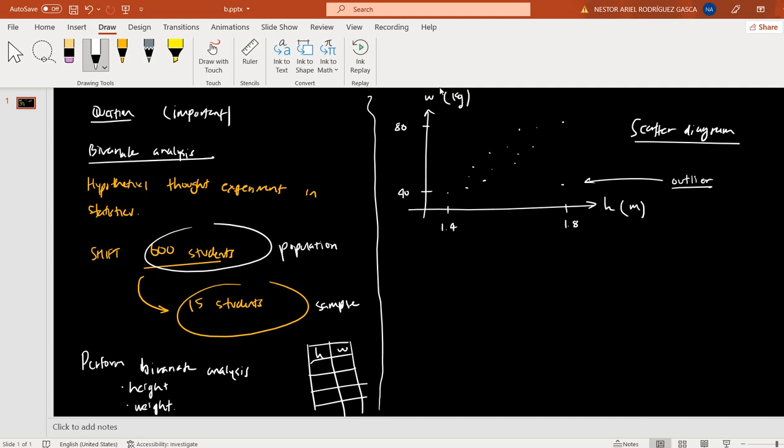This observation in here presents a strange behavior, so to speak. It's just not normal. It falls outside what we consider normal. I mean, in this case, it's gonna be very hard to think of a person whose height is 1.8 meters and whose weight is 40 kilograms, right? So either we made a mistake in the observation, which is perfectly possible, or if we want to explain this outlier, perhaps we can say that the person is ill, or perhaps some other explanation, right?